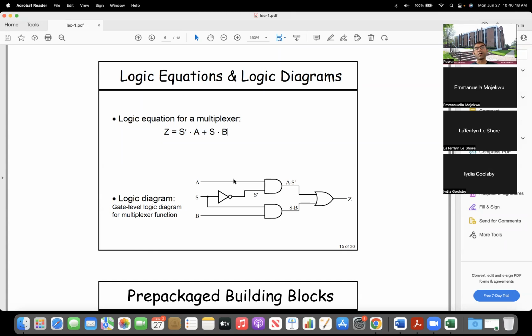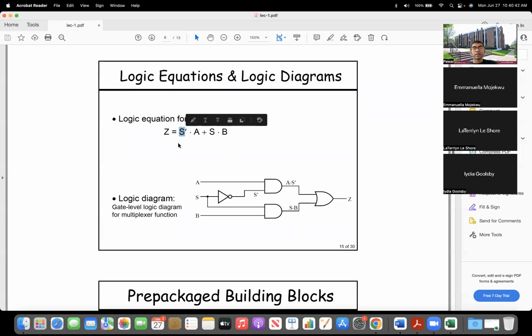So far we saw the structure for gates. We saw that these are called logic diagrams. We saw truth tables. We saw waveforms. Another way of presenting these gates is an equation, called a logic equation, right?